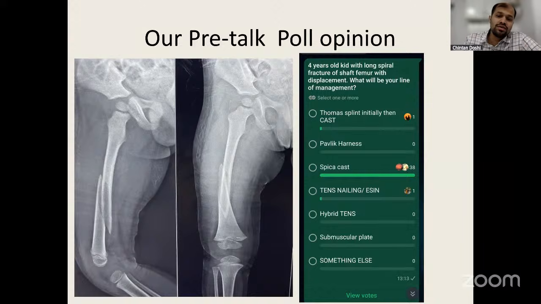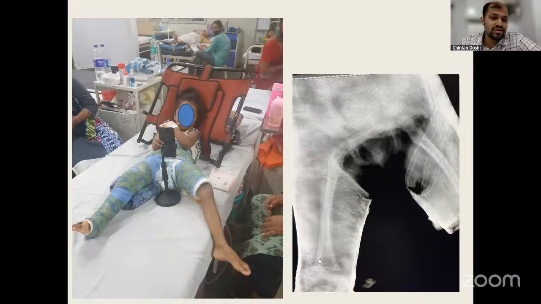And then usually these cases would rarely require any other operative intervention. Once the spica is applied, the same child was applied in hip spica. They're very comfortable. So this is a direct picture from the ward. The child is happy, comfortable, lying, very easy to nurse. There is not much movement of the fracture.